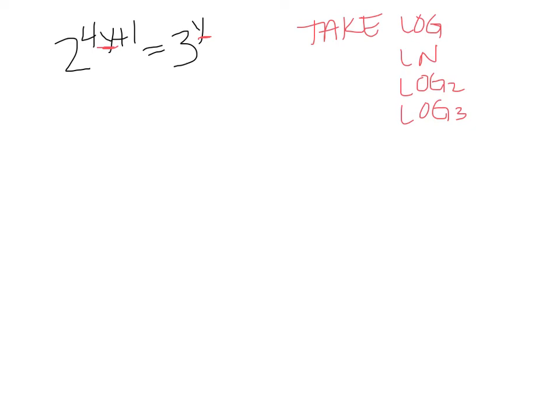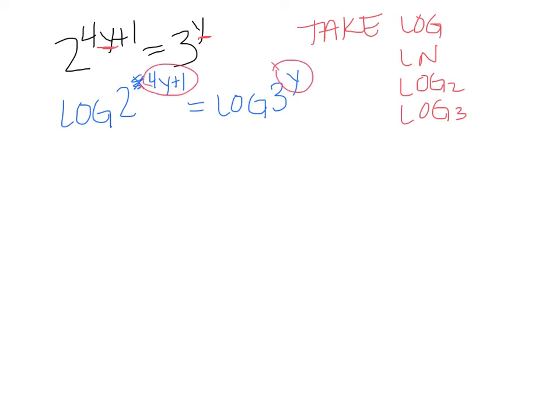We're ready because our exponentials are isolated. So I'm going to take the log of both sides. It's 4y plus 1 equals the log of 3 to the y. Now let's apply our power property so that we can really say that this is 4y plus 1 times the log of 2, and that equals y times the log of 3.